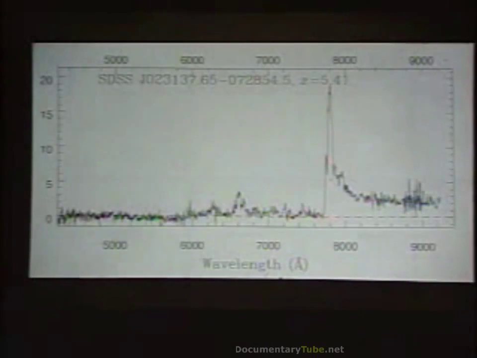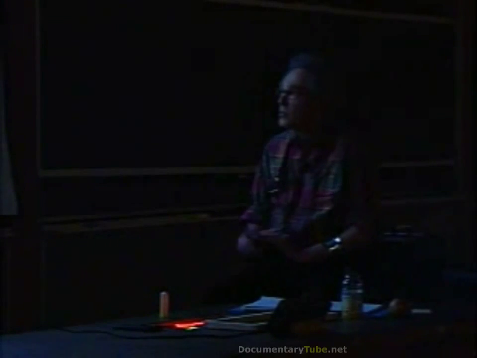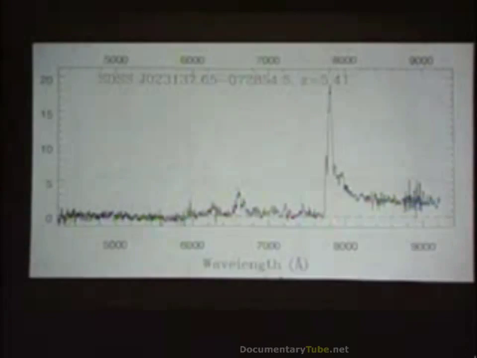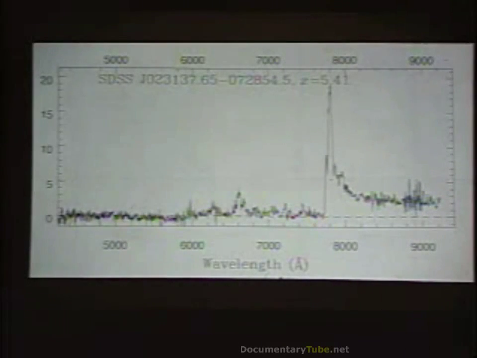And here you see an emission line at roughly 7,800 angstroms. There are all reasons to believe that this, in the frame of reference of that quasar, was the Lyman alpha line, which is emitted by hydrogen, at 1,216 angstroms. Now we have here 5,000, 4,000, 3,000, 2,000, 1,000. So here is roughly where the wavelength lambda is, and here is lambda prime. Lambda prime is 6.41 times larger than lambda.